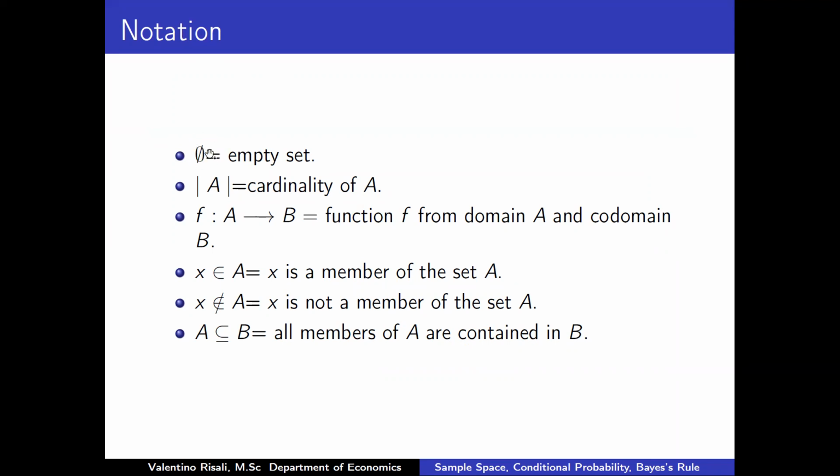This represents the empty set, and then the absolute value of set A means the cardinality of A, that is the number of elements in A. And then this notation represents the function from the domain A and its codomain is B. And then this notation means X is a member of a set A. And then this notation means X is not a member of A.